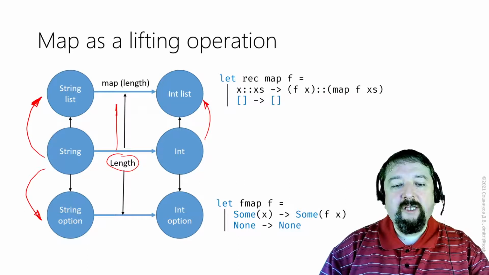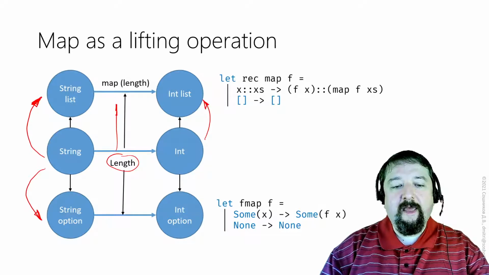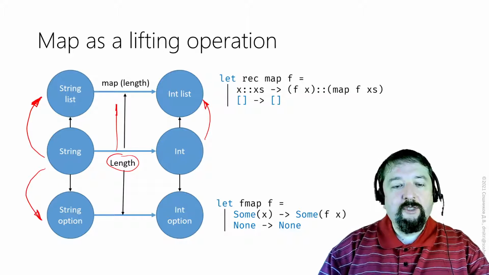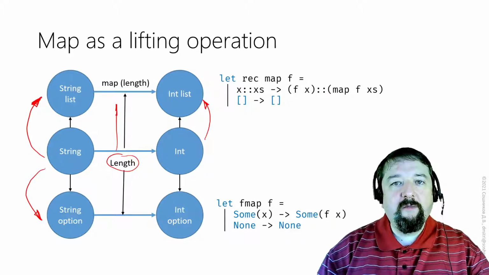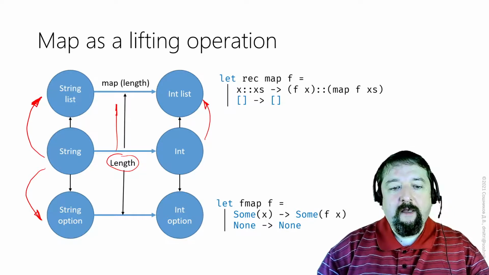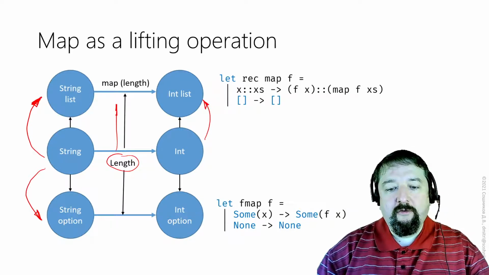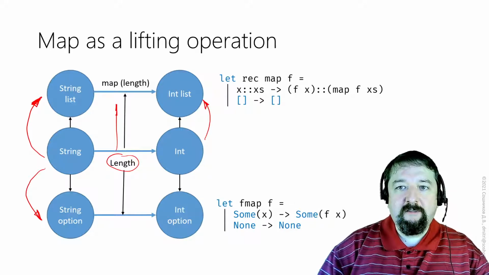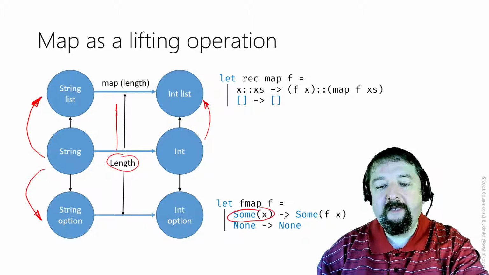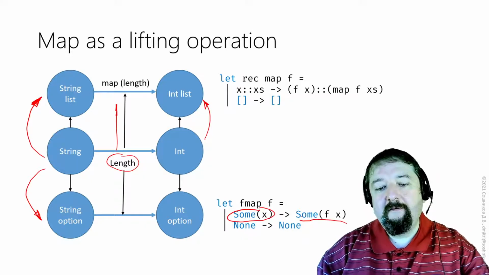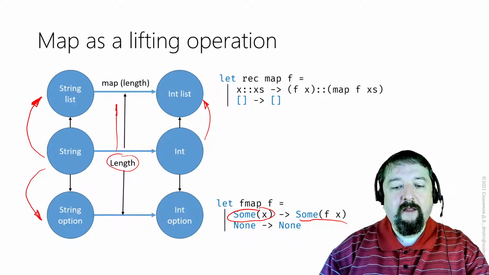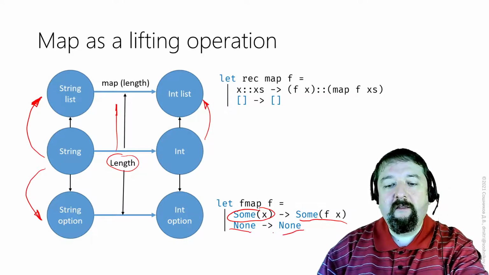And suppose I want to map the function length from option string to option int. How would it work? So option string can be either a string or the value none. And I want to compute the length. So naturally, if the input string is a string, which is Some x, I would return the length of the string. And if it's none, I will return none.